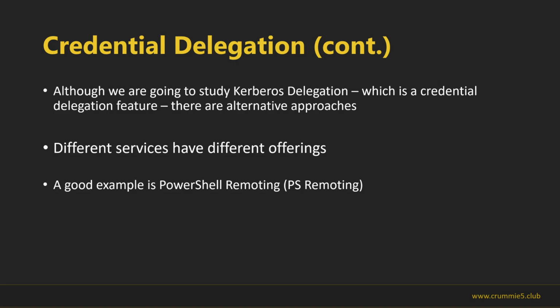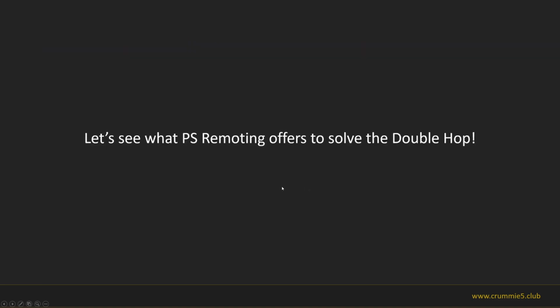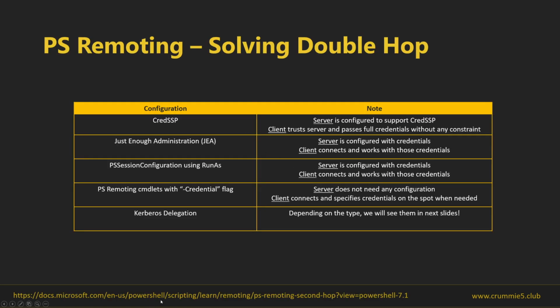So even if we are going to study Kerberos delegation, you need to know that there are alternative approaches. Okay? At the end of the day, we are providing credentials to the service. So there are different alternatives. A good example of this is PowerShell remoting. If we go to the documentation that Microsoft has about PowerShell remoting and the second hop, or the double hop, okay, you will see that we have several ways to fix this issue.